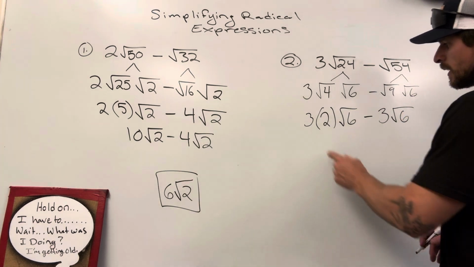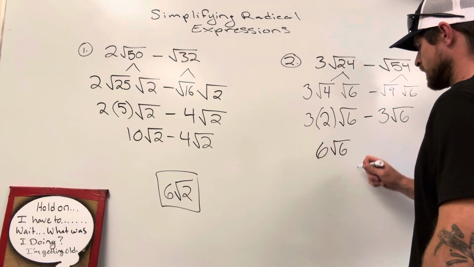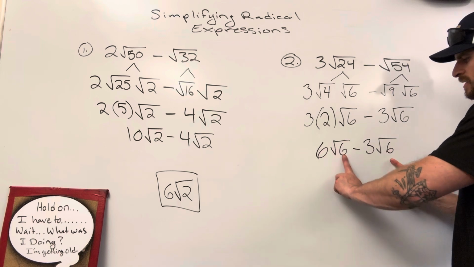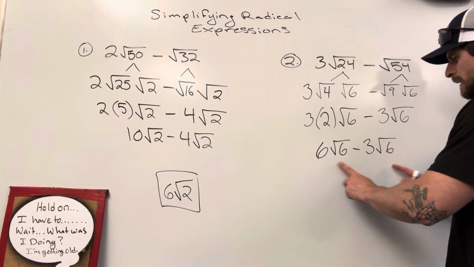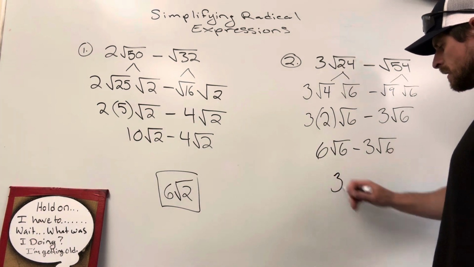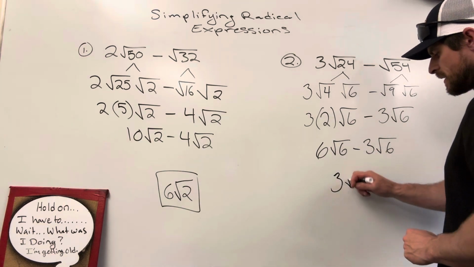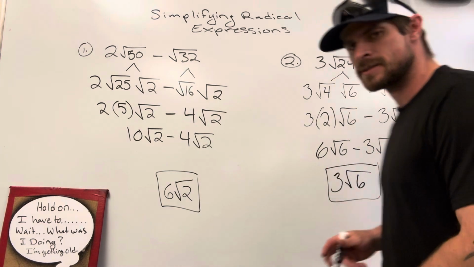We're almost done here. We just got to do 3 times 2. That makes 6 root 6 minus 3 root 6. And because these radicals match, these are like terms. We can combine them through subtraction. What's 6 minus 3? 3. What's the square root of 6? And the square root of 6 just gets brought down and attached. So we have our final answer of 3 root 6.